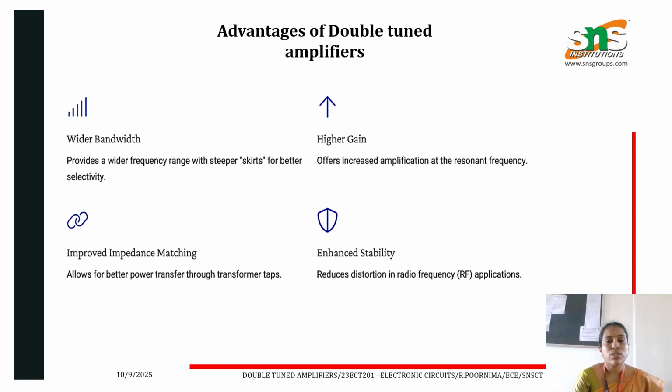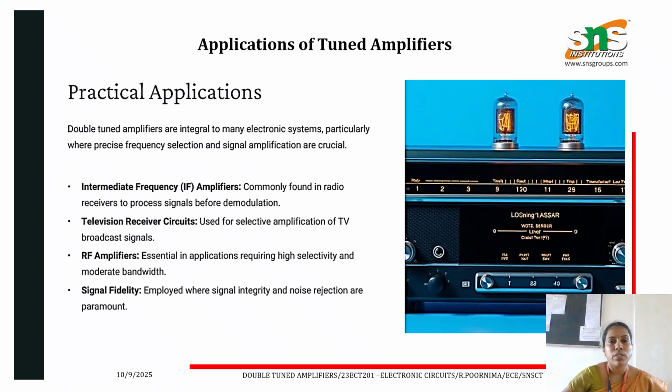And let's see the advantages of double tuned amplifiers. It provides wider bandwidth and also high gain. It provides increased amplification at the resonant frequency, and impedance matching and stability in radio frequency applications. It reduces distortion in RF circuits. It also provides better power transfer to the load, good impedance matching, a wider frequency range and also better selectivity. So these are the advantages of double tuned amplifiers.